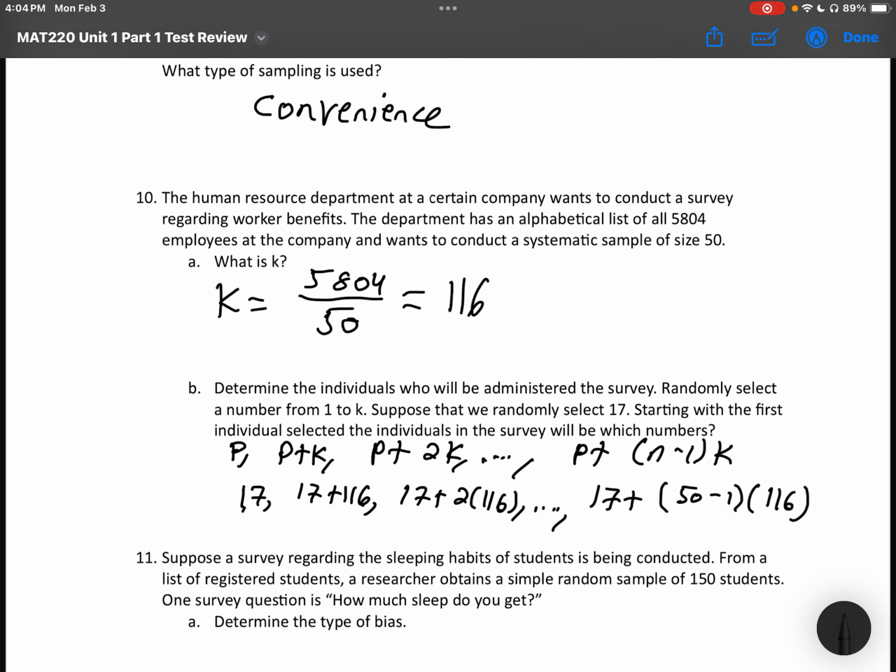So these numbers would be 17, 133, 249, and the last one is 5,701.